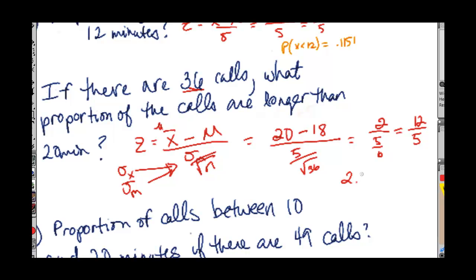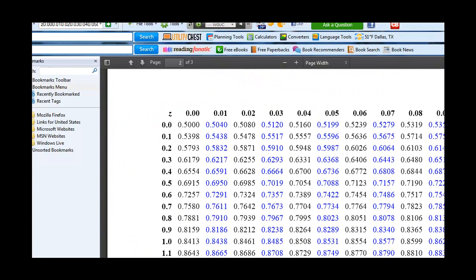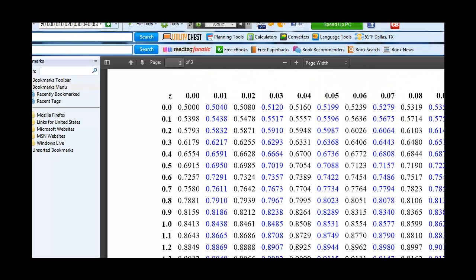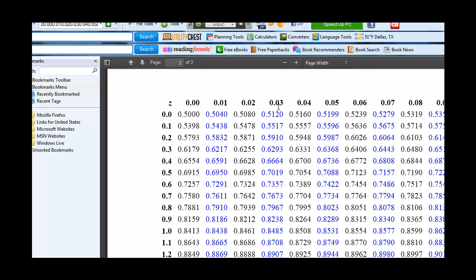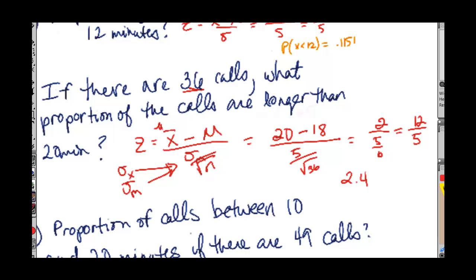Then we go to our Z-score table, and we look for a positive 2.4. Notice that the values are going in opposite order now, just to confuse you. The 4 is the fifth column, the black column. So 2.4 gives 0.9927.